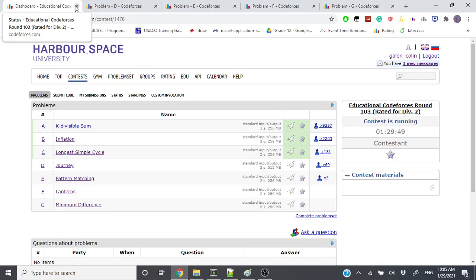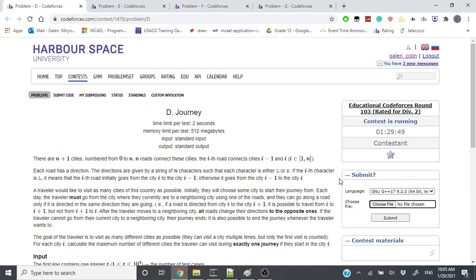Sounds good. Now for D, there are n plus 1 cities numbered from 0 to n, and roads connect these cities. The ith road connects i minus 1 and i. Each road has a direction. The directions are given by a string of n characters. The ith character is L, it means it goes to the left, otherwise it goes to the right.